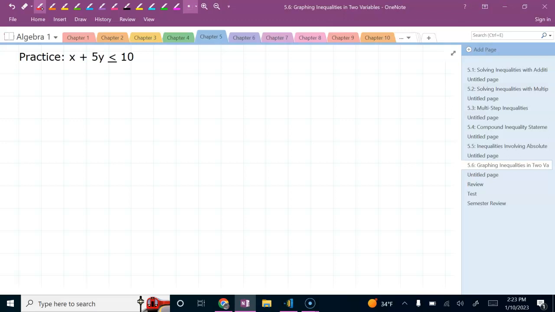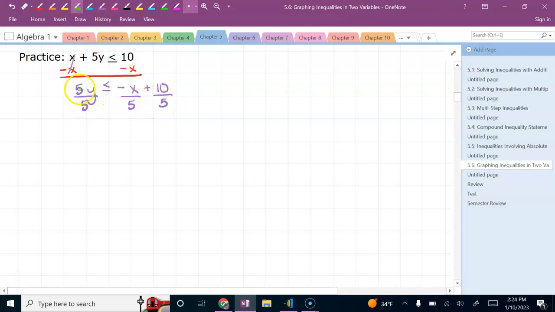So the first thing you need to do on this practice problem is solve for y. So I'm going to start by subtracting x. So I have 5y less than or equal to, I put the x first, so it's negative x, and then plus 10. And then we divide by 5. I divided by a positive, so I don't need to worry about switching my sign. I rewrite the x because it's like a negative 1 over 5, so I just write that as negative 1 over 5x, and then 10 divided by 5 would be 2. So there's my equation. Now I'm going to go ahead and graph it.